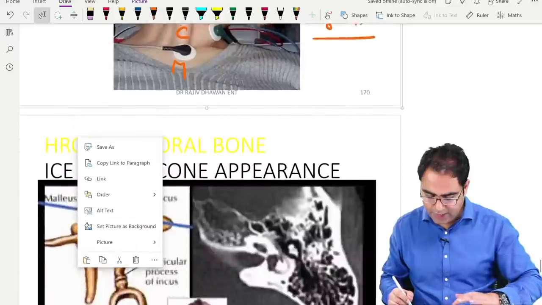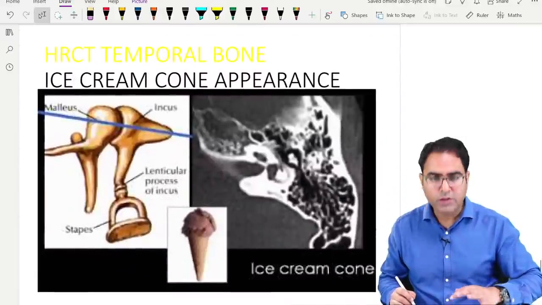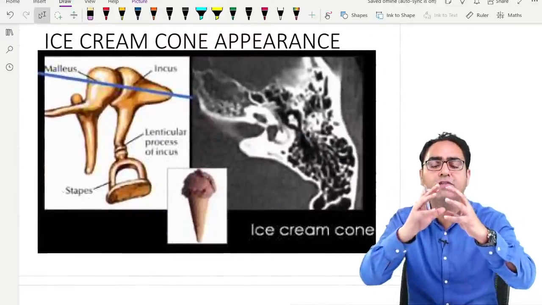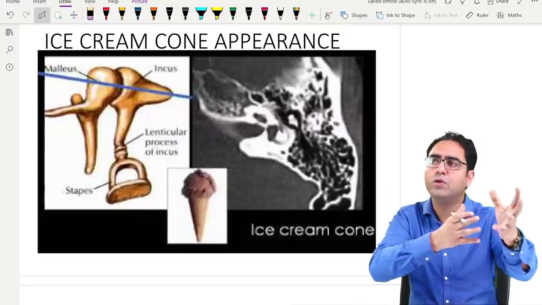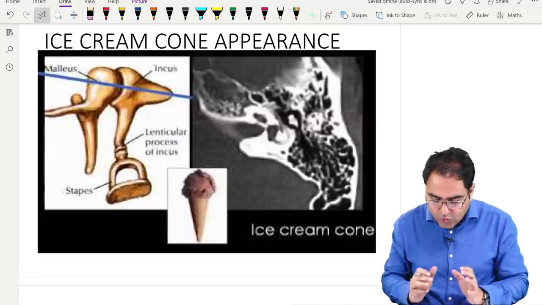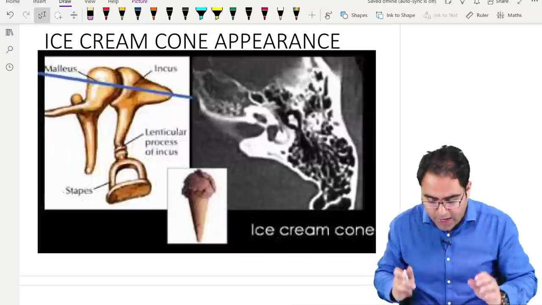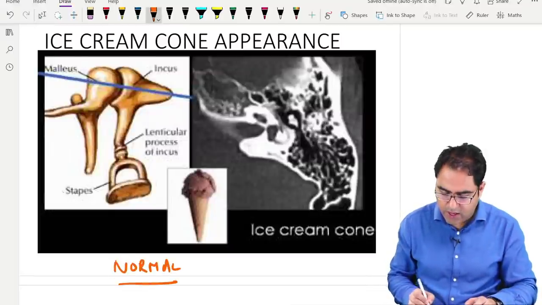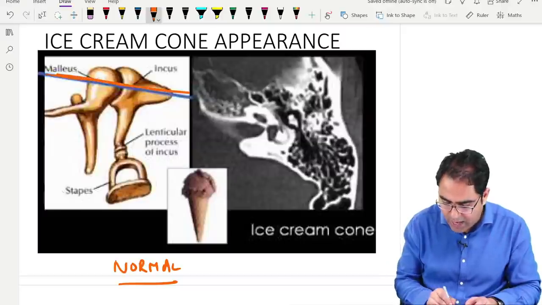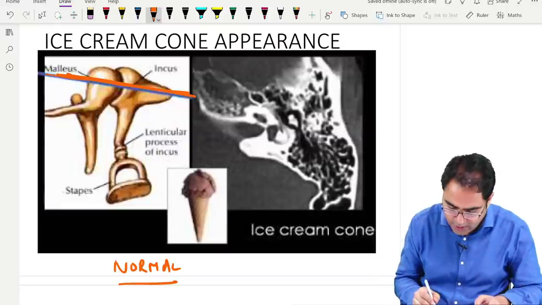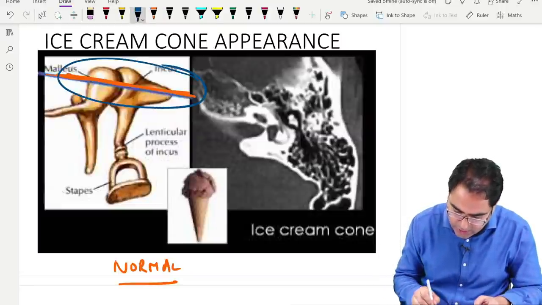Okay. Now, one new radiology question possible is ice cream cone appearance. You would have heard of ice cream cone in multiple tumors, like MRI of the brain and all that. Ice cream cone appearance is actually a normal finding in HRCT of temporal bone when you take a cut at the level of malleus and incus, beta. See, cuts. Can you see, beta, over here? Everybody focus in this area. The cut is at this level.